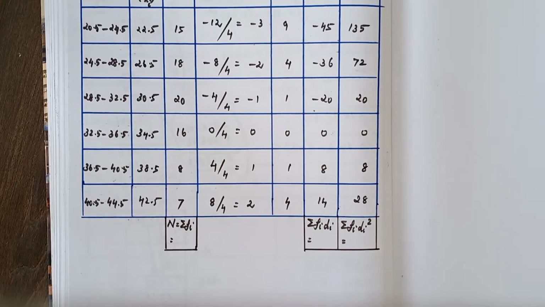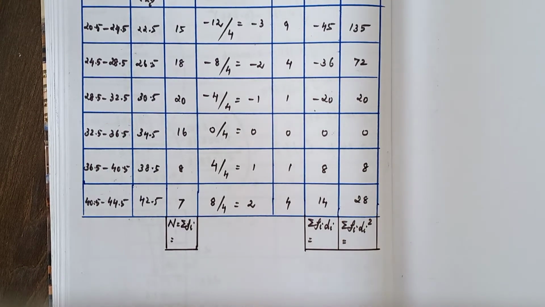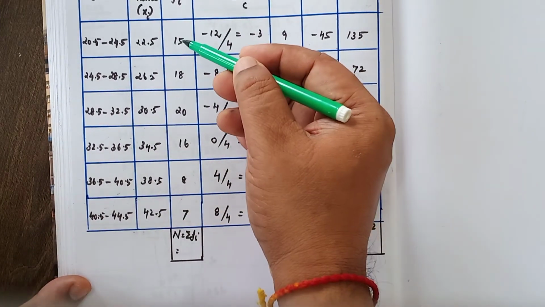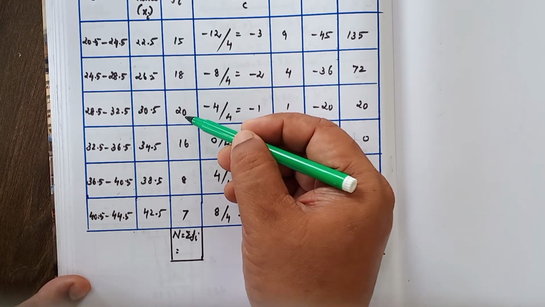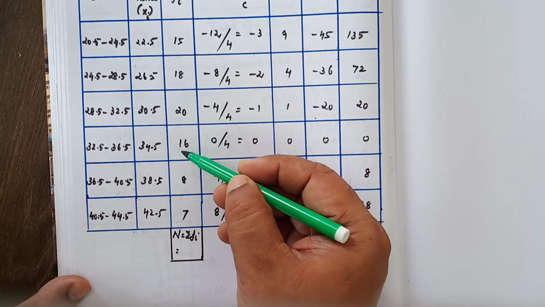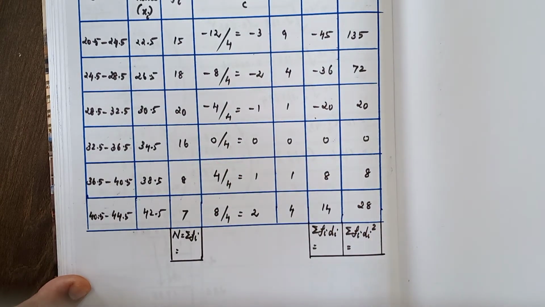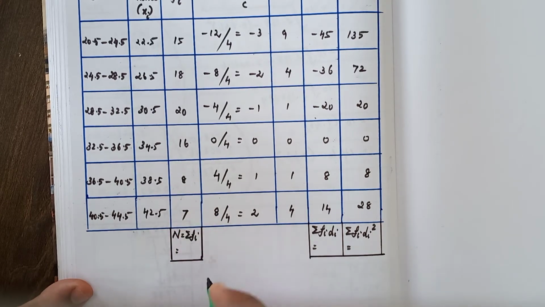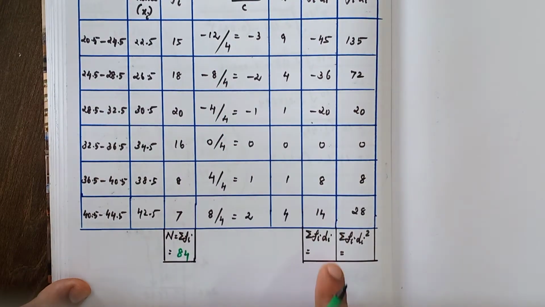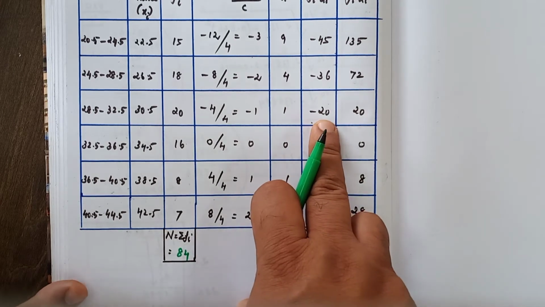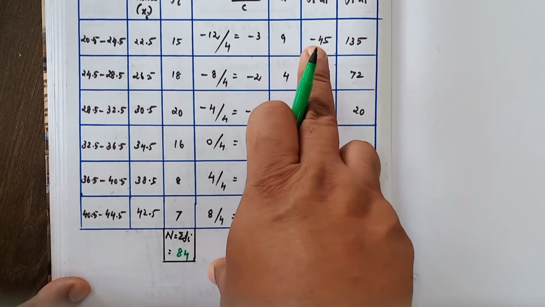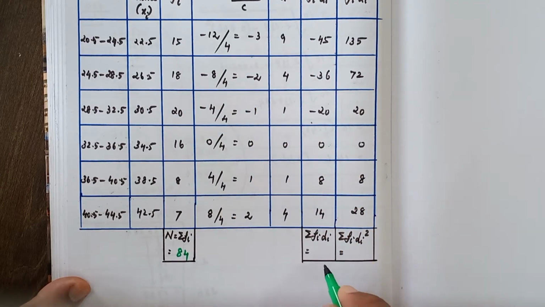Now we have to find the summation for fi di and fi di square. First, fi summation: 15 plus 18 is 33. 33 plus 20 is 53. 53 plus 16 is 69. 69 plus 8 is 77. 77 plus 7 is 84. Now fi di summation: 14 plus 8 is 22. 22 minus 20 is 2. 2 minus 36 is minus 34. Minus 34 minus 45 is minus 79.